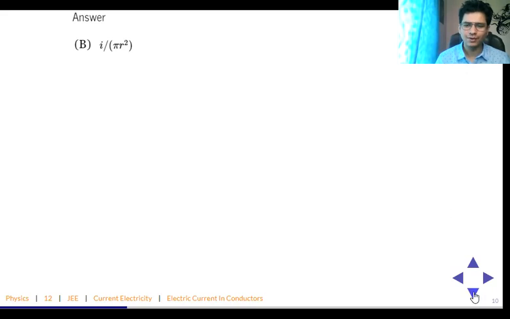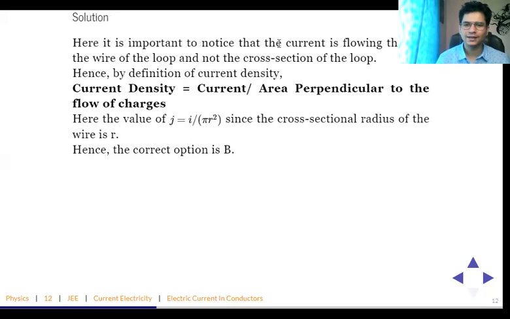Common sense, right? When we talk about D, it is wrong. How is D correct? Because we know current density is current per unit perpendicular area. And the perpendicular area is the cross-section area of the wire, which is pi r square, because r is the radius of the wire. Yes or no? Clear here? Ye concept clear hua sabka?